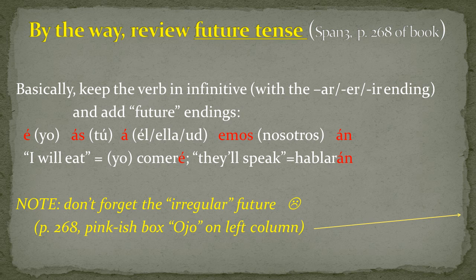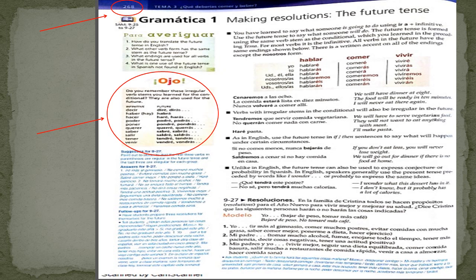There is a little box, pinkish color, to the left of your page in the left column. It's called ojo, and it has irregular future verbs. Here you have a copy of that. So page 268, if you look at the second circle here, that's where the box is. So you have verbs like decir, to tell. If you want to say I will tell, I will say, you say diré.